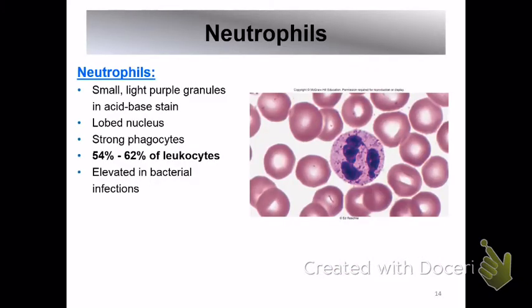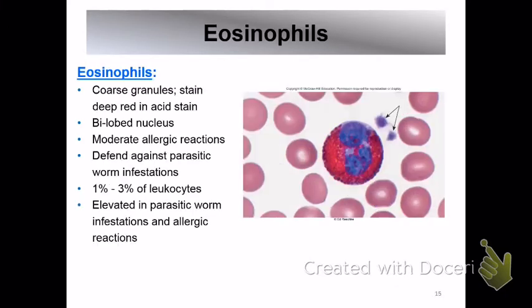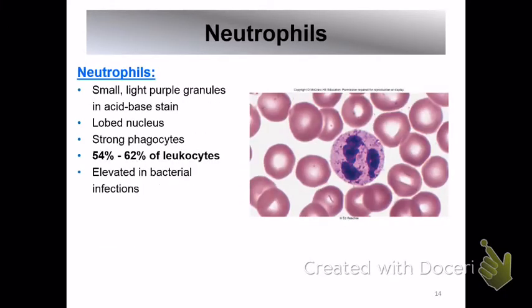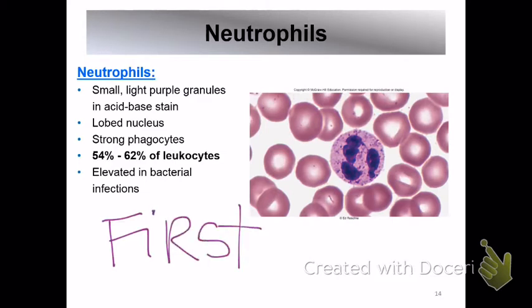Okay, first one is neutrophils, and there's a reason it's first, because it is the first to arrive. Whenever you get an infection, let's say you get cut on your finger, the neutrophils show up first, ready to fight. And so they are elevated. Think about them like the first line of defense. They're elevated during bacterial infections.